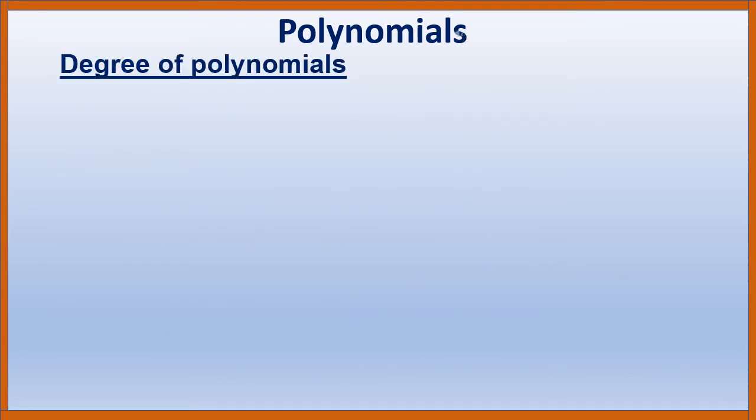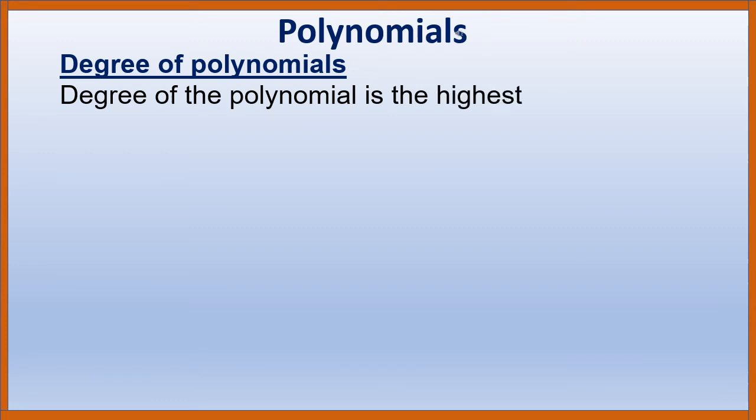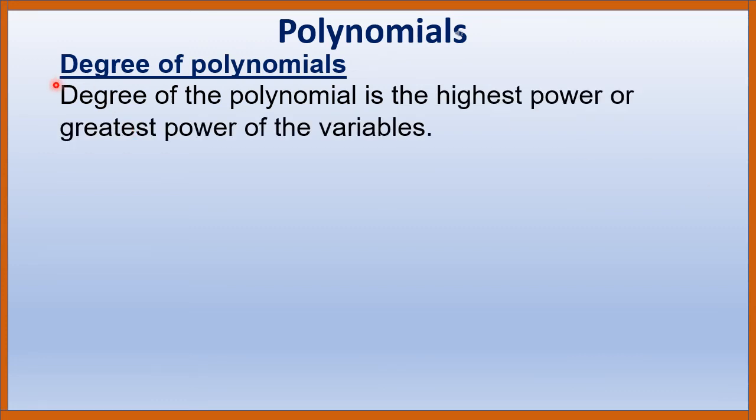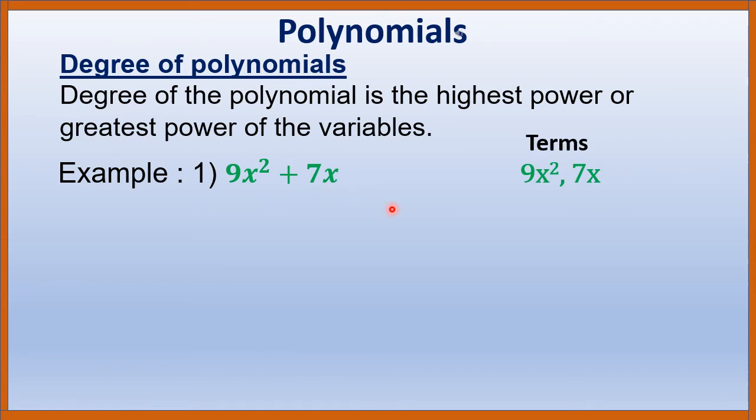Degree of polynomials. Degree of the polynomial is the highest power or greatest power of the variables. For example, 9x square plus 7x. Here 9x square is one term. Degree of this term is nothing but the power of the variable. Here power of the variable is 2. That is the degree of this term.